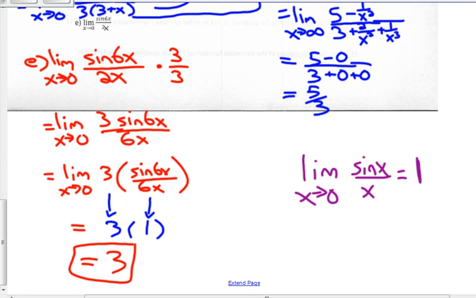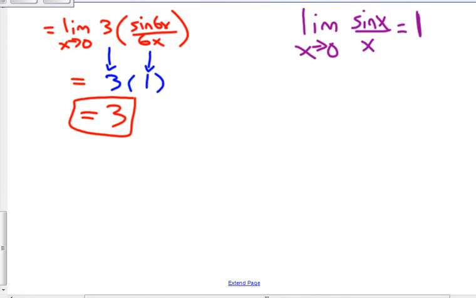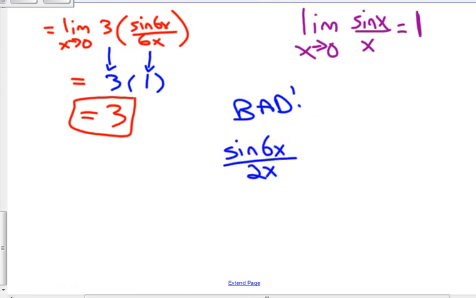Just want to talk briefly about the common mistake that I saw on this one. I saw a lot of this, and I'm just going to write right here. This is bad. So sine 6x over 2x turned into sine of 3x over x. People just reduced these down.